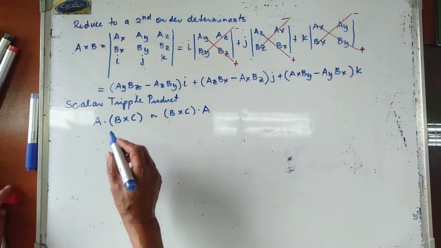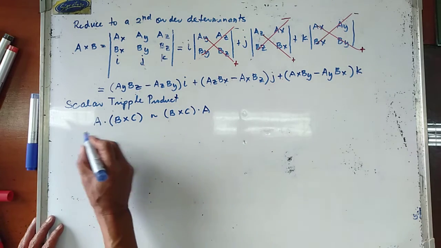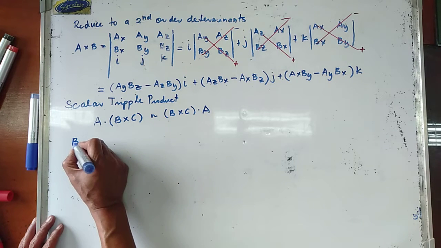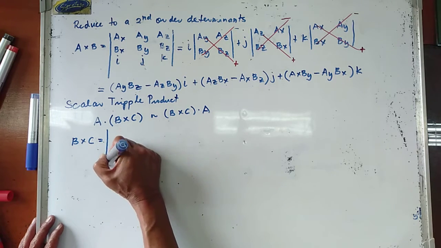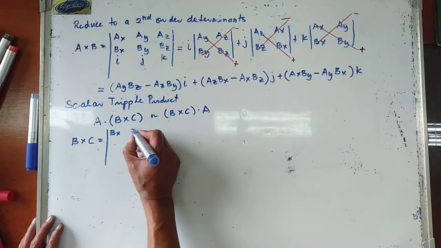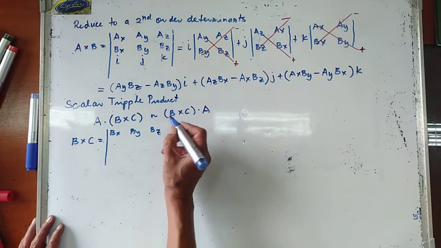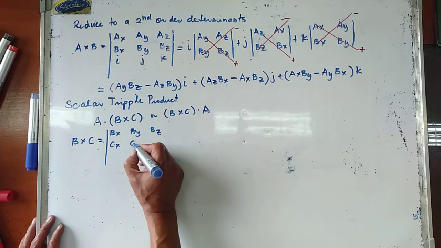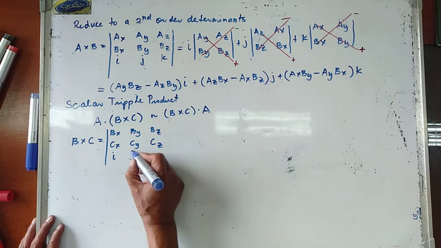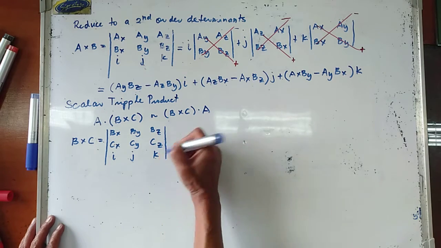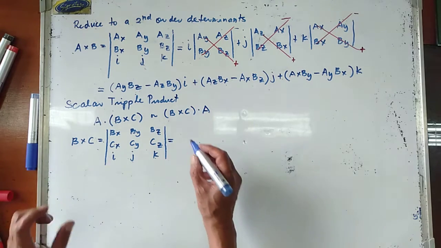So now, first, let's consider the cross product of the two vectors, vector B cross vector C. This is equal to the determinant with the rows BX, BY, BZ; then CX, CY, CZ; and the top row I, J, K. Now I am going to reduce this to second order determinants.